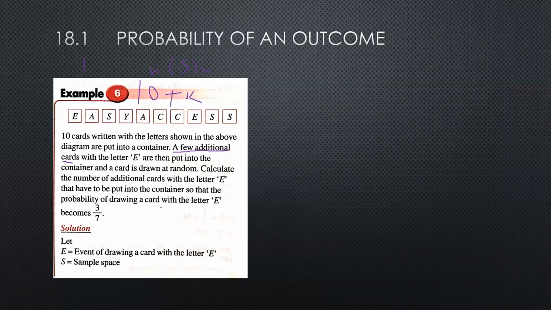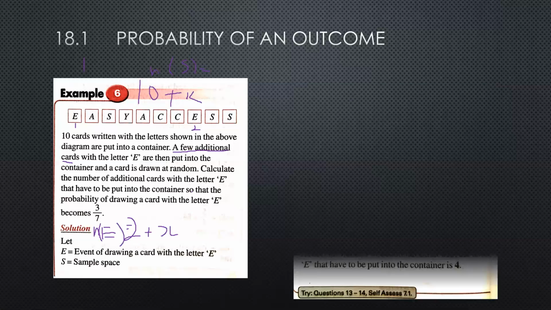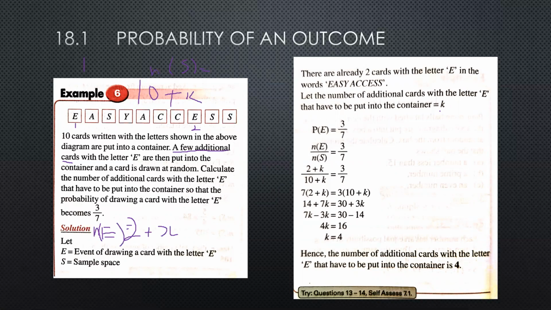Then if you get E, the probability becomes 3 over 7. How many E at first? We have 1, we have 2. So now number of E is 2 plus X. Probability of E is 3 over 7. Probability is number of E over number of sample space. So 2 plus X over 10 plus X equals 3 over 7. Or they use K, never mind. You can use X, you can use K, all the same. Then you cross multiply. Then you have 7K minus 3K equals 30 minus 14. So you have 4K equals 16, K equals 4. So the number of additional cards is 4.